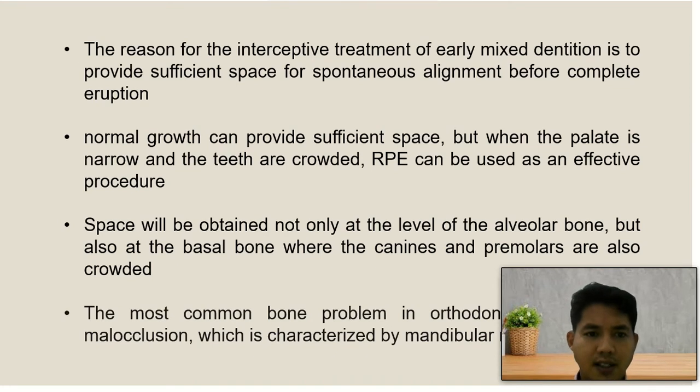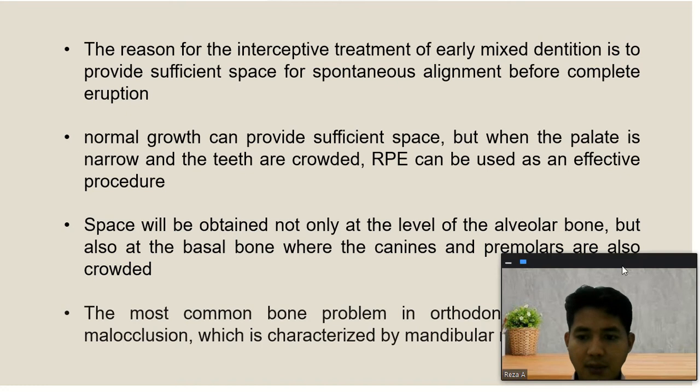The reason for the interceptive treatment of early mixed dentition is to provide sufficient space for spontaneous alignment before complete eruption. Normal growth can provide sufficient space, but when the palate is narrow and the teeth are crowded, RPE can be used as an effective procedure. Space will be obtained not only at the level of the alveolar bone, but also at the basal bone, where the canines and premolars are also crowded.